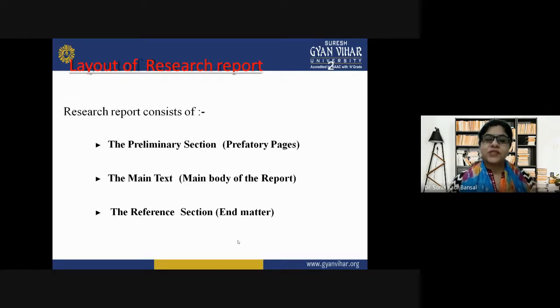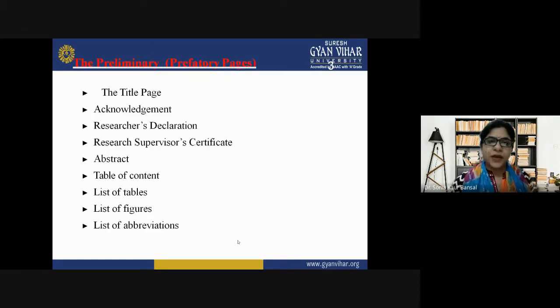Then we come to the second section, the main text, the main body of the report, covering whatever investigations you have done. Thirdly, the reference section or the end matter. When we are talking about the end matter, this is how it works. So now let's understand one by one.